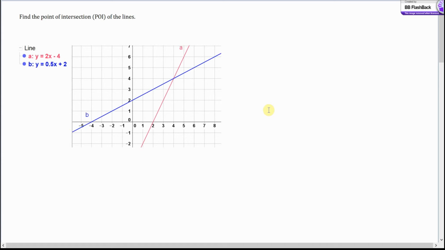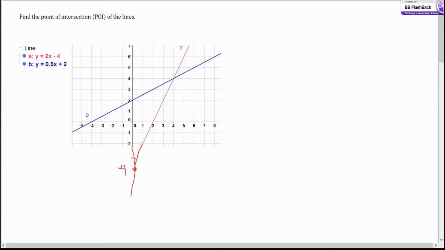In this section, we are learning about points of intersection of lines. So let's do a couple of examples. We have a line here called A, and it is 2x minus 4. If we were going to graph it, we would start down below in the section we can't see down here. First, we would graph the y-intercept, and then we'd use the slope to graph the line.